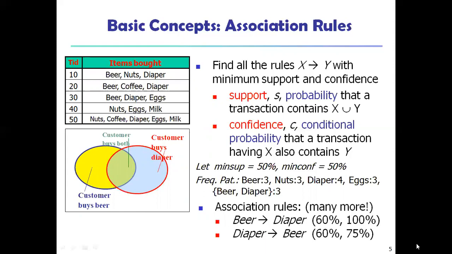association rule. This is to find all the rules X implies Y with the minimum support and confidence. Support S is the probability that a transaction contains both X and Y. That is, whoever is buying the beer and diaper together, that is the support, X union Y. And confidence is the conditional probability that a transaction having X also contains Y. So this is the place where you are going to use our probability values.